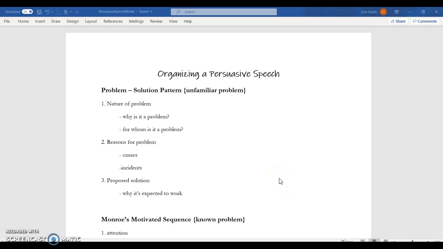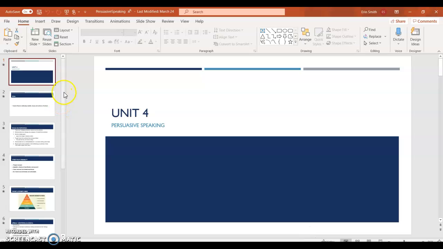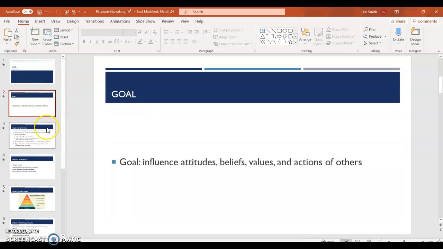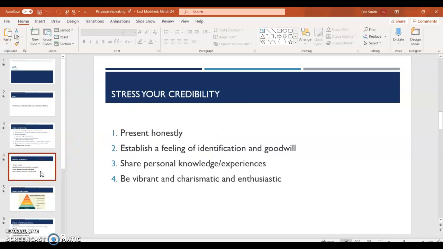Now that you've completed your commercial, which is one form of persuasive speaking, you are now going to create and accomplish a persuasive speech. So this is just a quick reminder. I already talked about these notes about persuasive speaking, so we have to remember the motivation when we're persuasively speaking.